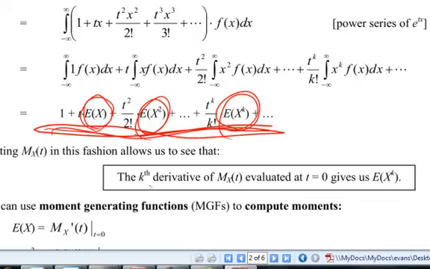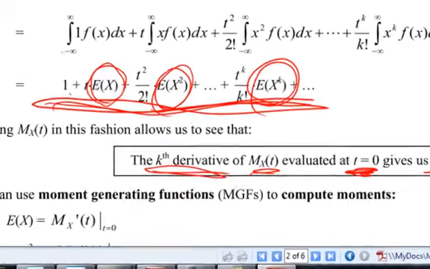So there's a nice rule. If you take the kth derivative of the moment generating function and evaluate it at t equals 0, you get the kth moment. So I think it's easy to show that. So for example, to get the first moment, I take the first derivative.